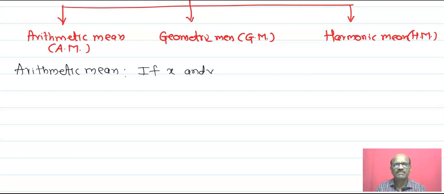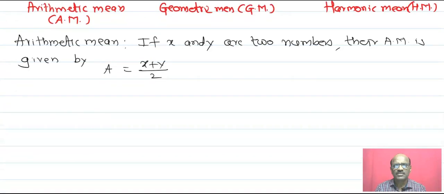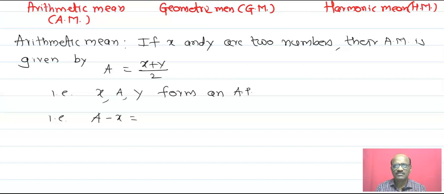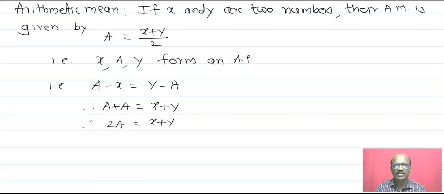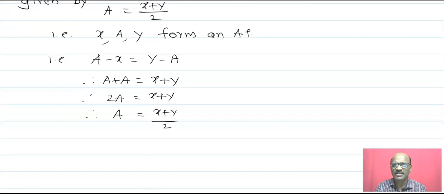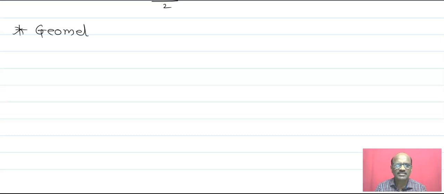Now see the definition of this. If x and y are two numbers, this is a very simple definition, we only find the mean of these two numbers. Their AM is given by A is equal to x plus y upon 2. That is, x, A, y form an AP. Now see their common differences, that is A minus x and y minus A. Then simplifying, you will get A plus A is equal to x plus y, and A is equal to x plus y upon 2.